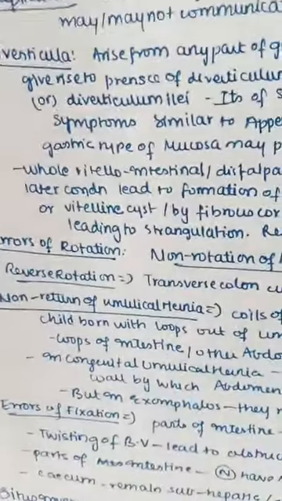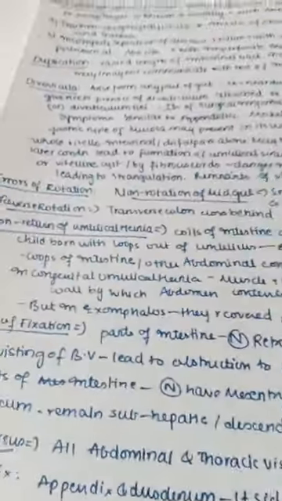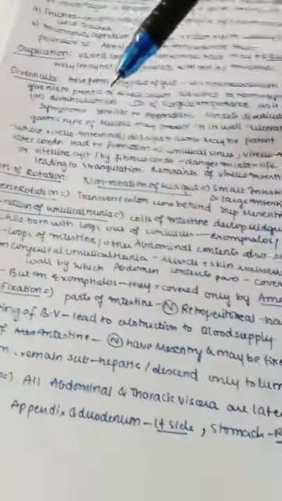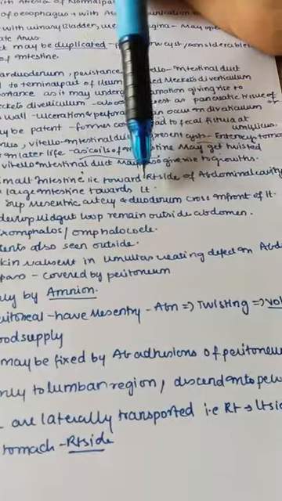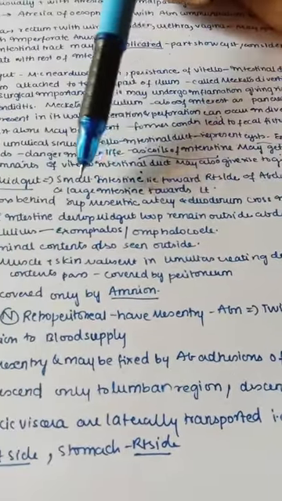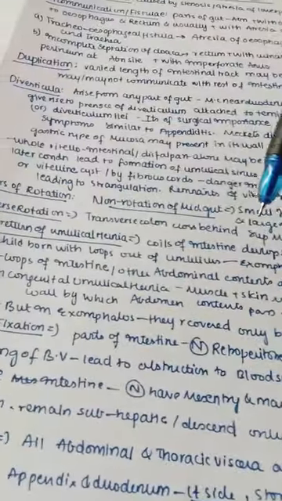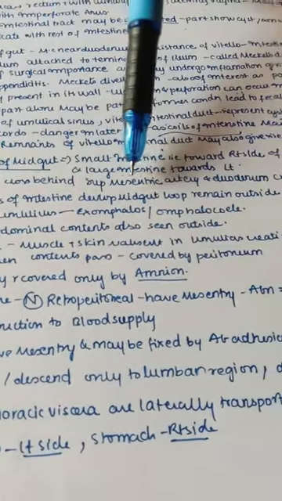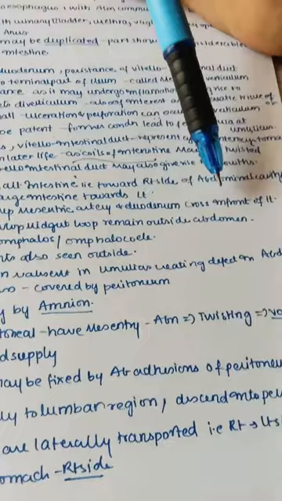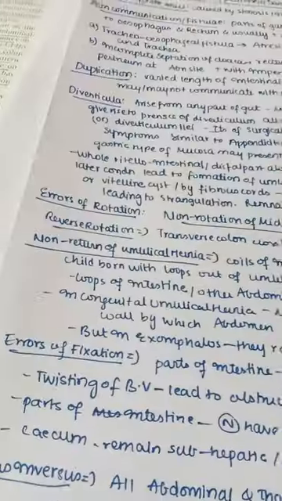Now let us move to errors of rotation. As we said, rotation is going on, and there may be some errors sometimes, that is, non-rotation of the midgut. The small intestine lies towards the right side of the abdominal cavity and the large intestine towards the left side. So this is an abnormal condition. And reverse rotation, where the transverse colon crosses behind the superior mesenteric artery and the duodenum crosses in front of it, which is very abnormal.